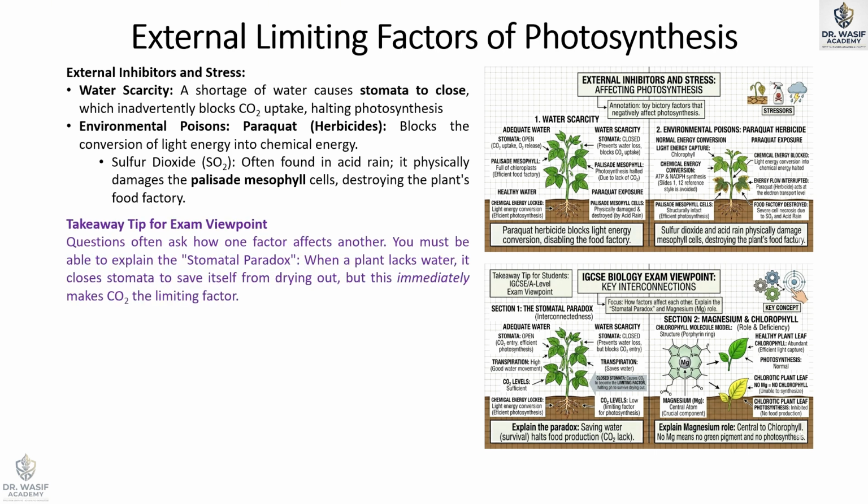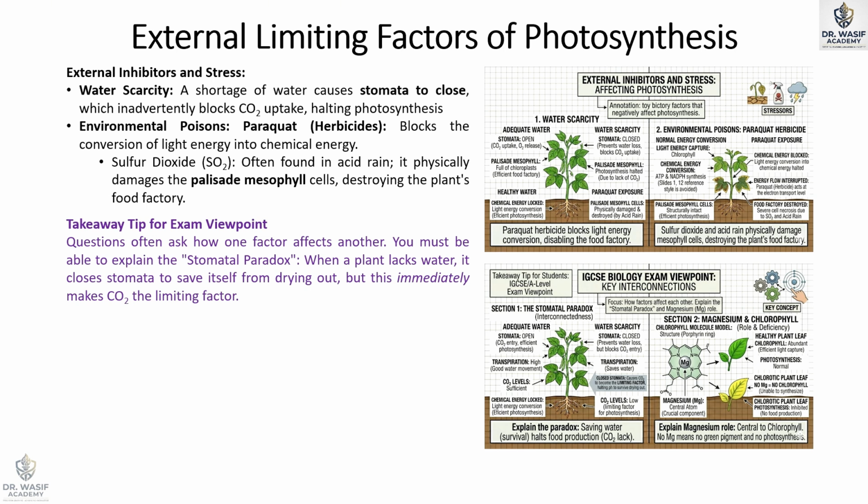Then we have environmental poisons, that is herbicides like paraquat, which are designed to kill weeds by blocking the conversion of light energy into chemical energy, literally turning off the plant's power supply. Similarly, sulfur dioxide, that is another poison, which is a major component of acid rain, is a silent killer.